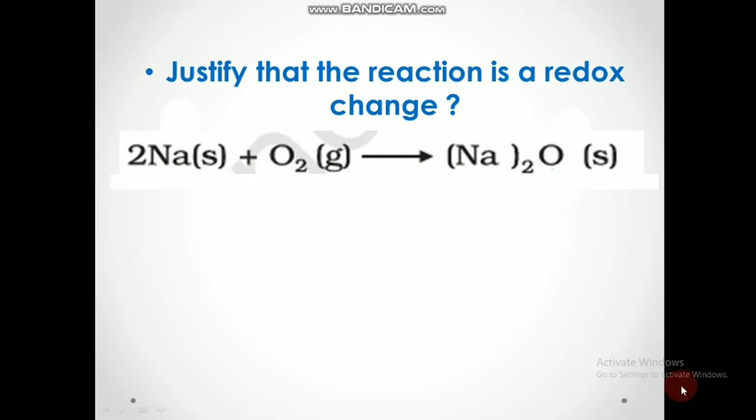So this is the work for you. Justify the reaction as a redox change. So you need to write the half reactions and represent the oxidation and reduction process. So do the work, write the notes even by referring to the textbook, and submit.